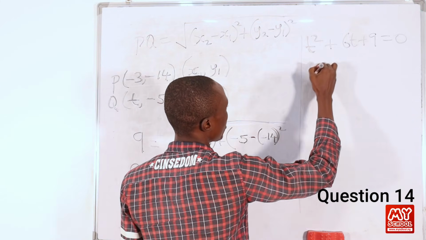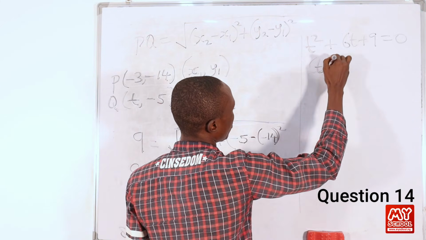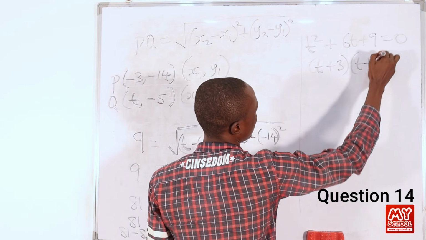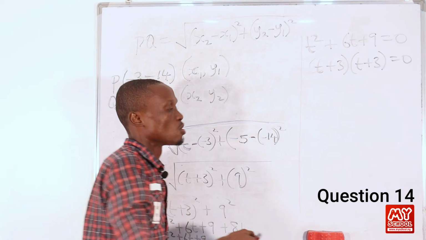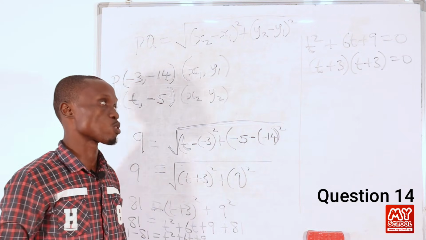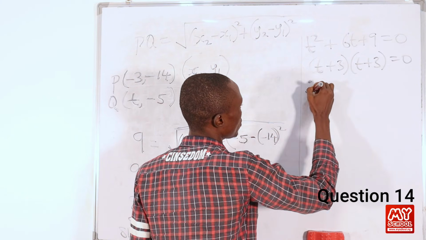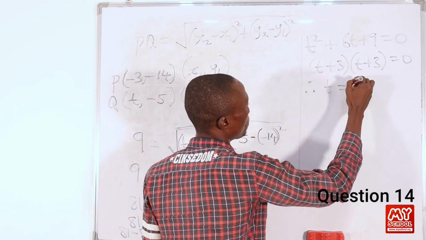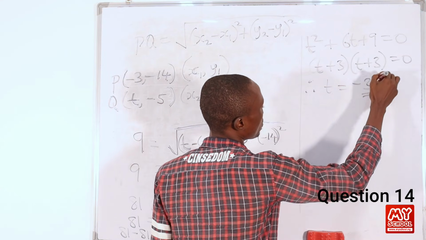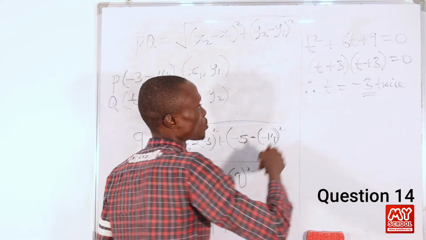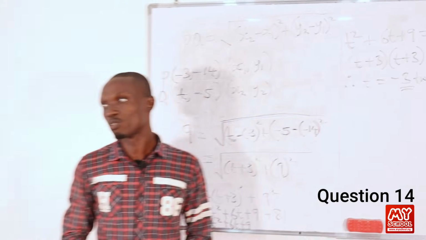So expanding this, I'll be having (T plus 3) times (T plus 3) is equals to 0. So what I have in those two brackets is equals to 0. So that T will be equals to minus 3. And we can say minus 3 twice because we're having two 3's there. So let's move over to the screen and see if our answer is there.